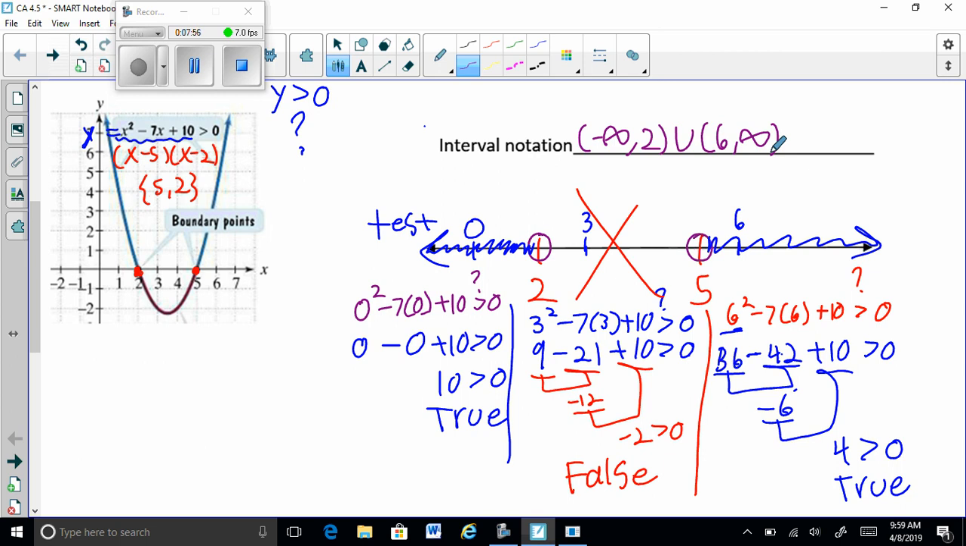Okay, so I've got a couple more of these, but as we move forward, we won't have the graph of it. But you could have probably answered this one pretty easily without doing anything, just looking at where y is greater than 0.